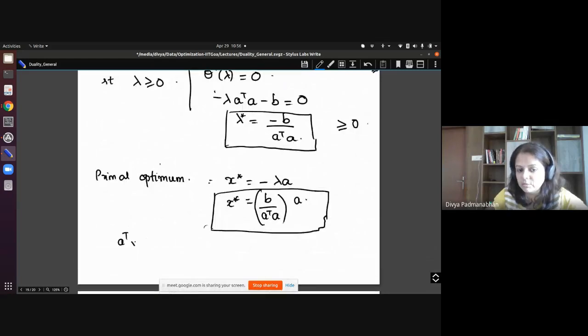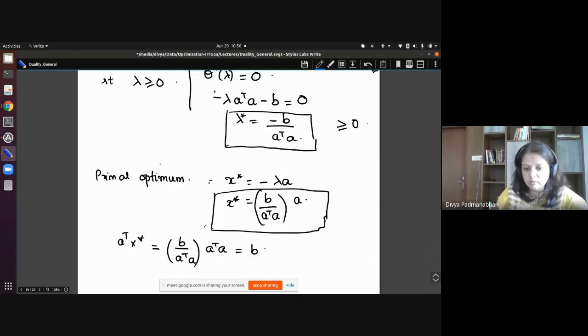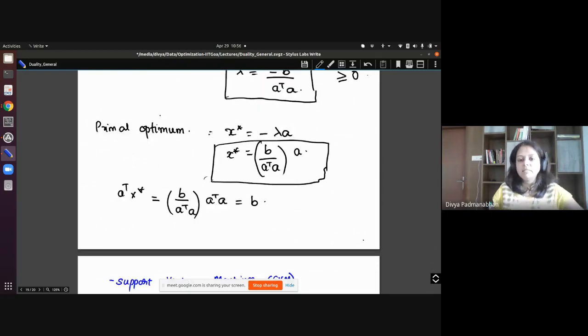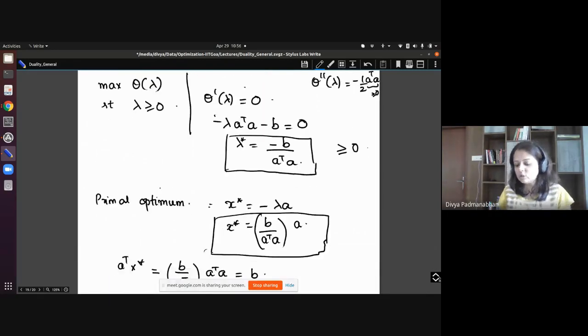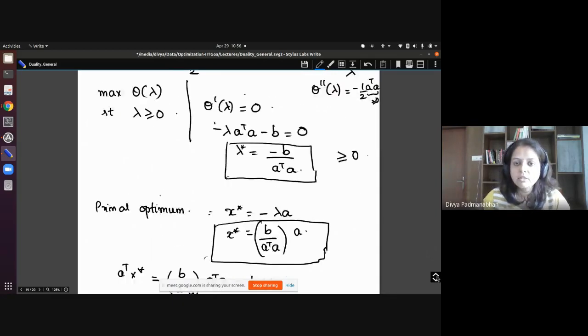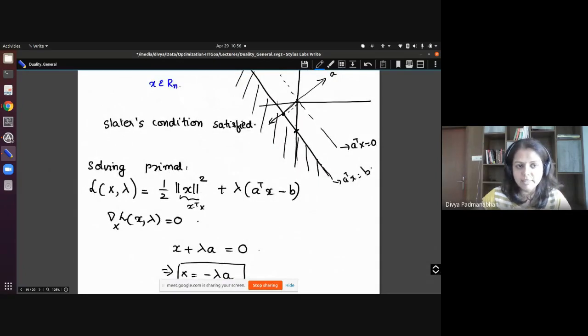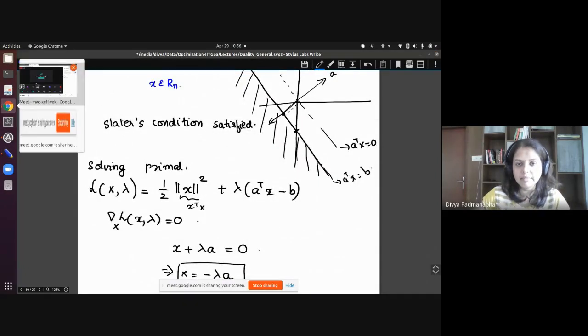So if you take A transpose X star, what you're going to get is B by A transpose A times A transpose A, and that's equal to B. It's exactly equal to B. Okay, so this will lie on this hyperplane. So the purpose of this example was to give you some insights on how you could sometimes use the dual to get the primal solution as well, especially when strong duality holds. Okay, so are there any questions on this example?